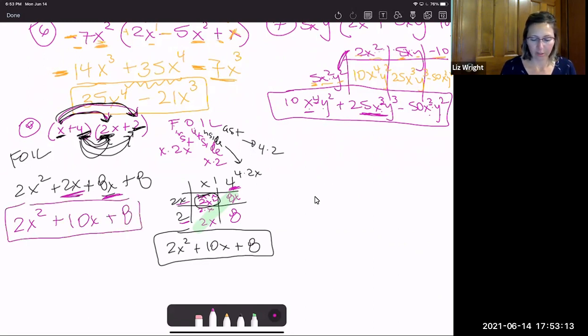So again, your choice. You can either do table method, you can do FOIL, whichever one feels more comfortable to you. It's great. Let's try another one.